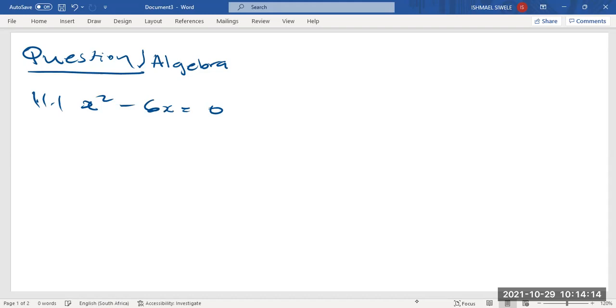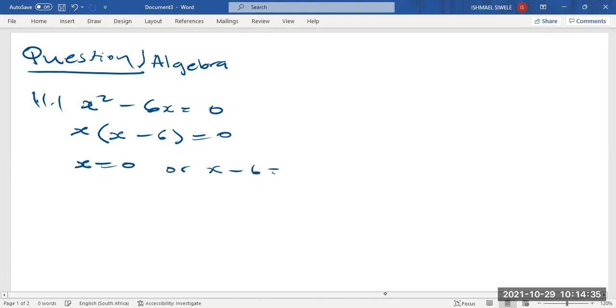So you should just try by all means to get everything there. So here I'm simply going to say x, we factor out x and they're going to remain x minus 6, and this is equal to 0, right? Then this means x is equal to 0 or x minus 6 is equal to 0. Here x will be equal to 6. Easy. There isn't much to do here. So that's how we solve this question.